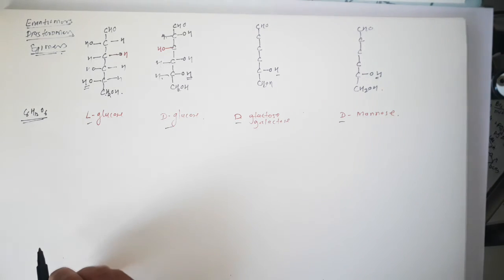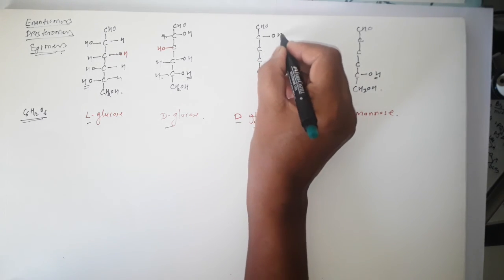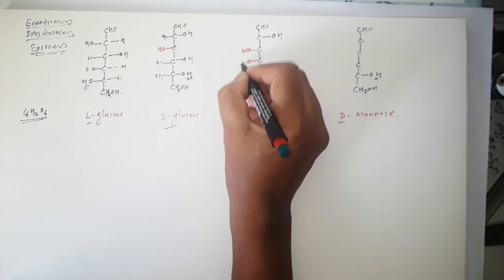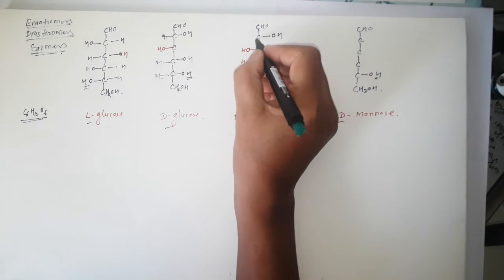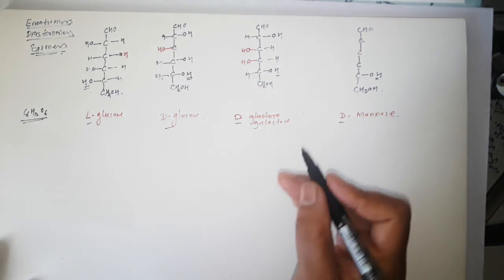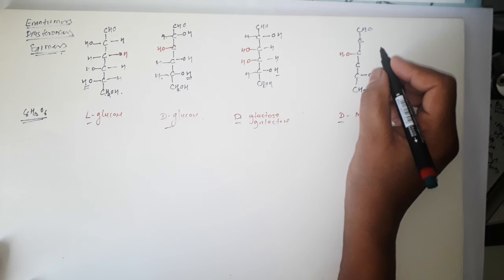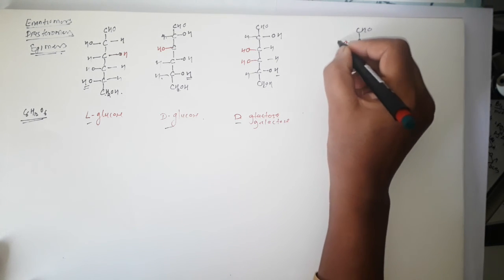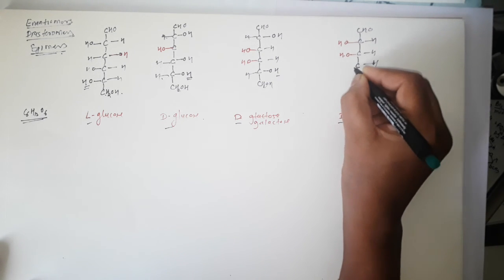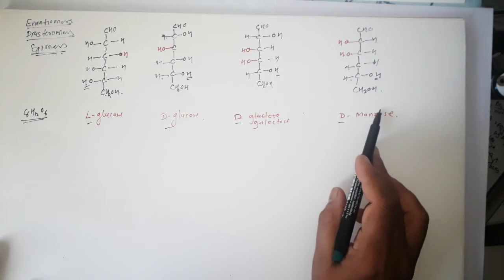Now the structure of galactose. In galactose, carbon number 2 and carbon number 3, this OH is on the left hand side, the rest all OH on the right hand side. In D-mannose, carbon number 3 OH and carbon number 1 OH are on the right hand side, all other OH on the left hand side. So these are the structures of L-glucose, D-glucose, D-galactose and D-mannose.